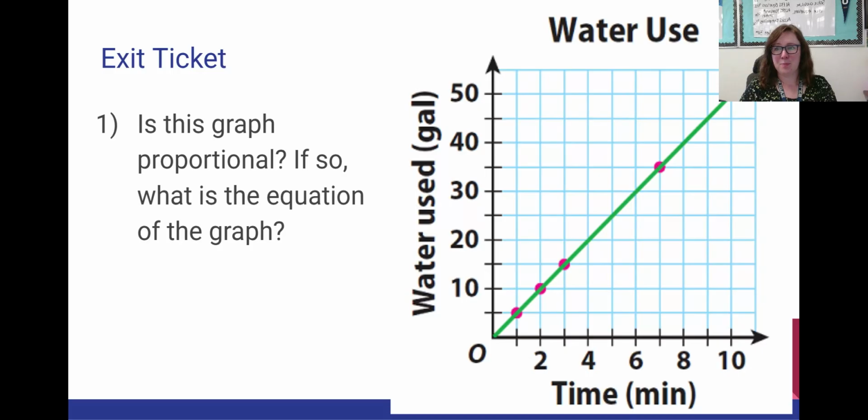And our exit ticket. Is this graph proportional? Yes, it's a straight line through 0, 0. If so, what's the equation? This has some points marked for us. So we could do 10 over 2, we could do 15 over 3, there we go, 20 over 4, whatever it is, 5 over 1, it should equal 5. So the equation is y equals 5x. There you go, that is proportional equations and graphs. You got this.